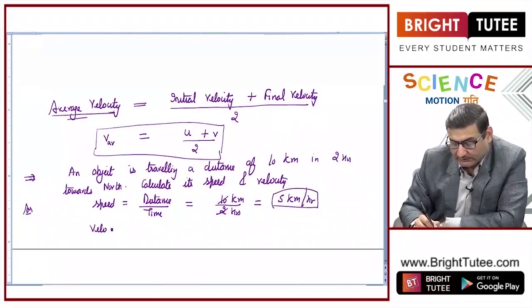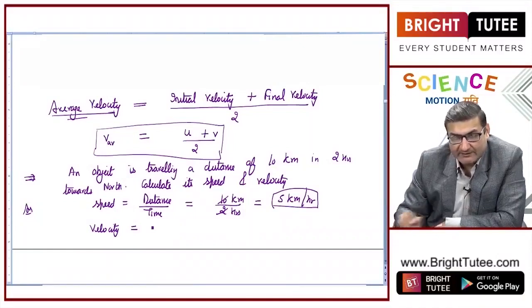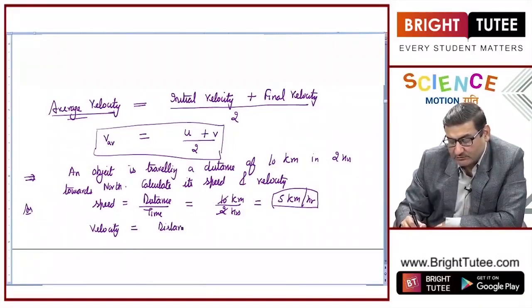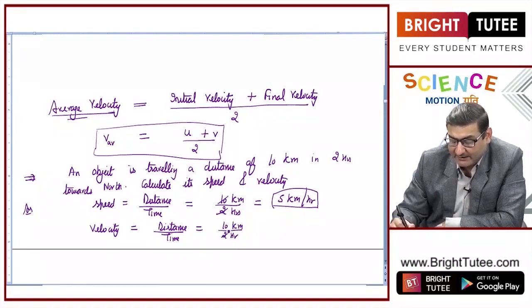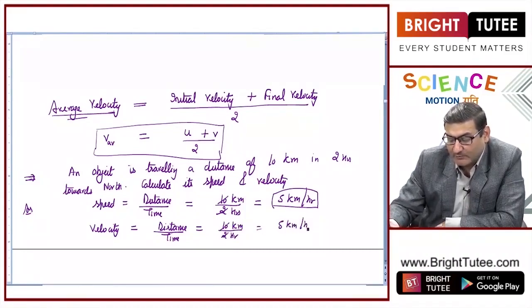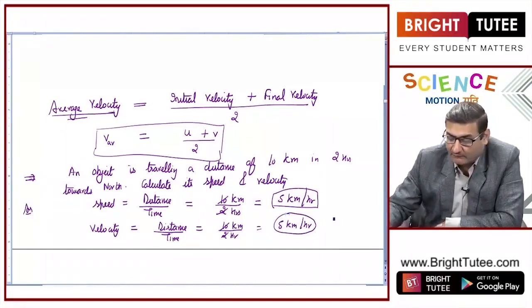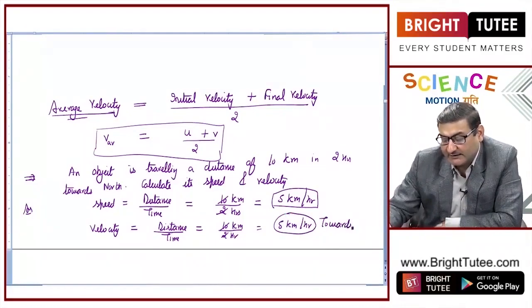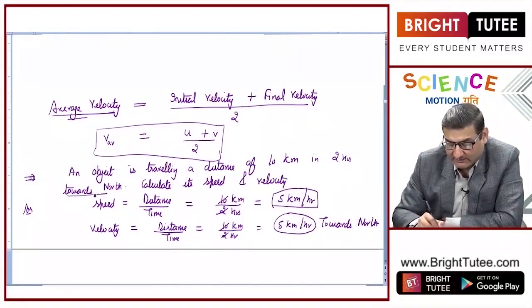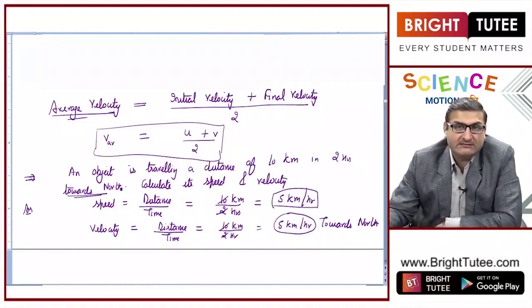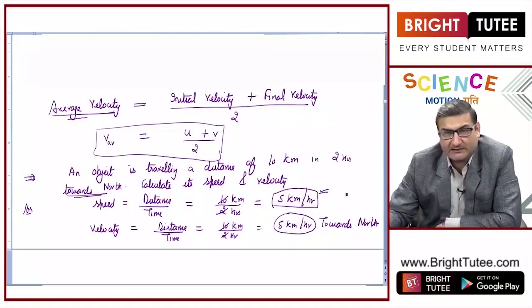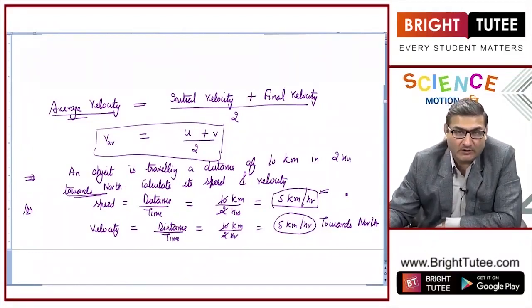When I talk about the velocity of the object, everything remains the same. Velocity is also equal to distance upon time. Distance travelled is same, time taken in the question is same, and the answer is also same numeric value wise, 5 kilometers per hour, but because we are talking about velocity, we need to specify the direction too, and the direction was given in the question, towards north. So now the answer will be, for speed it is just 5 kilometers per hour, but for velocity I will be specifying 5 kilometers per hour towards north.